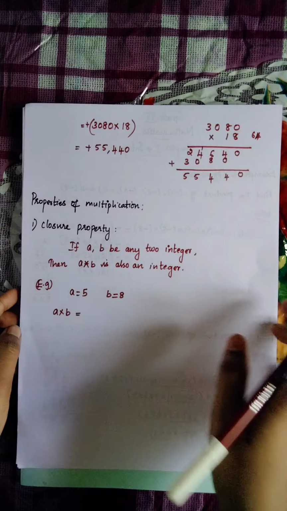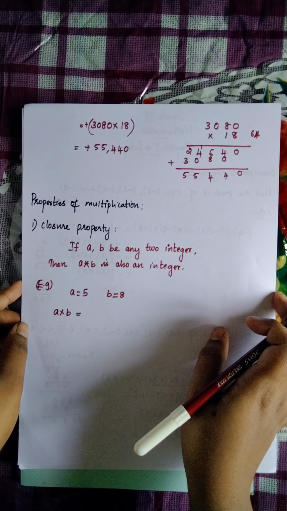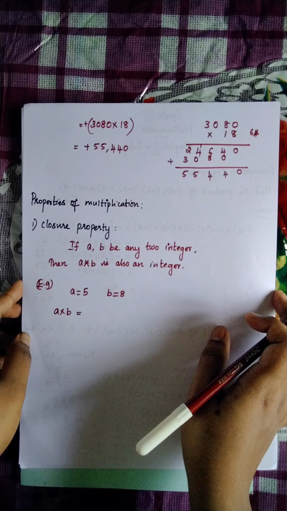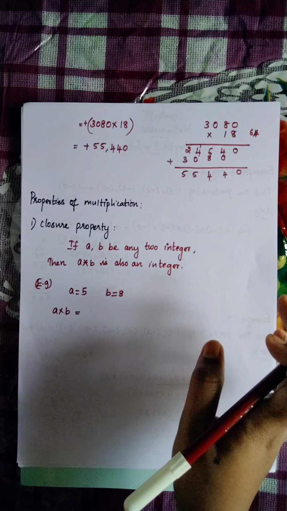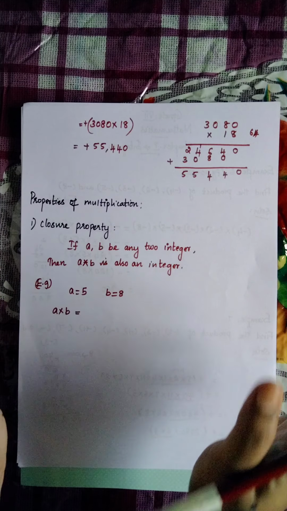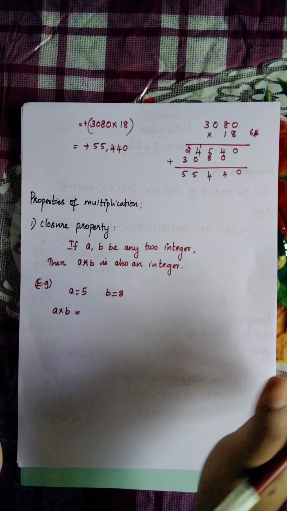Okay students, next we are going to see about properties of multiplication. In multiplication also we have some properties. The first property is closure property. For closure property, you already learned it in the properties of addition and subtraction.